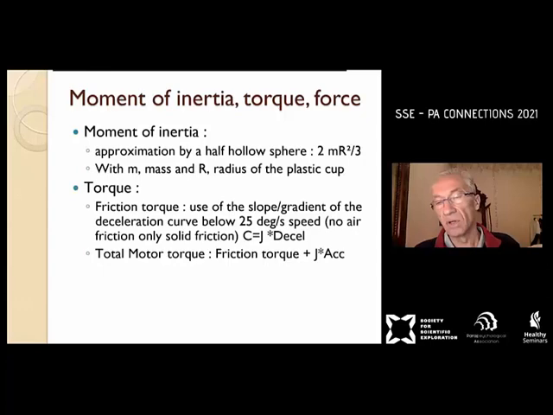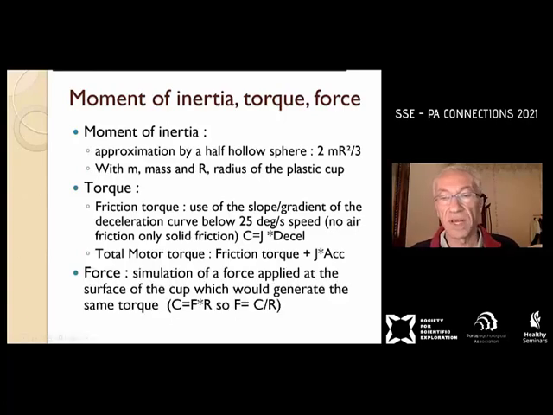And for the torque, in fact, we use the slope, the gradient of the deceleration curve when we are at low speed, because above there are also the air frictions. But at low speed, you have mainly the solid frictions. And then when you want to know the total torque, you have to add the friction torque, just calculated here, with the acceleration torque in order to accelerate the target.